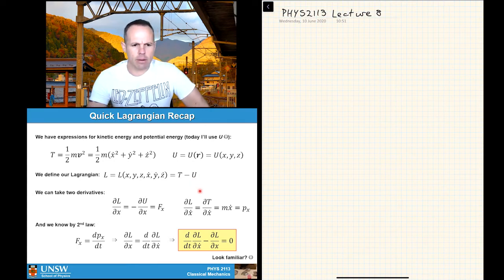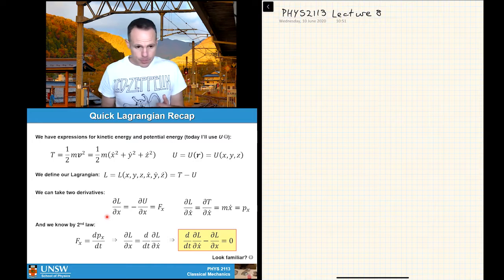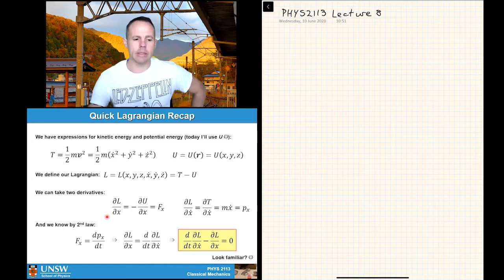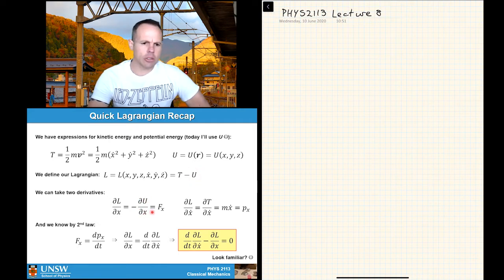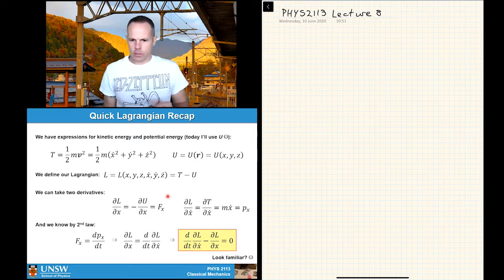And then this might not be so obvious, but so far we've been taking two types of derivative. We've been taking dL/dx, right? And if you consider what that is, usually the only terms that carry a position dependence are in U, so it really is minus dU/dx, and you can see that as basically forces. So dL/dx is just the force in the x direction.